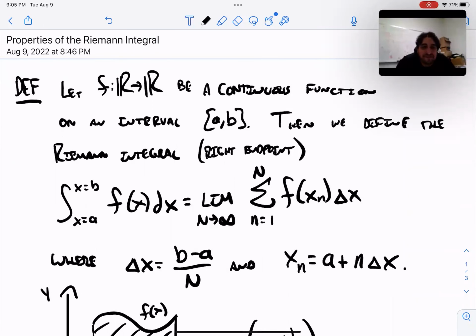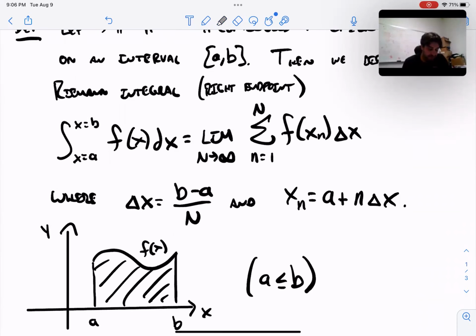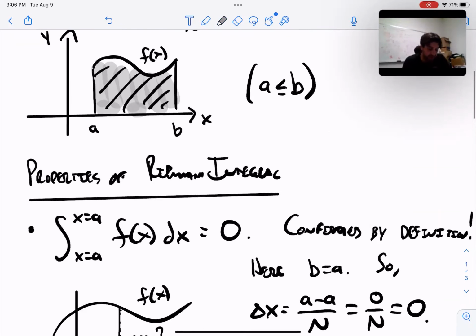Hello. Briefly today, I want to review the definition of the Riemann integral, at least our definition of the Riemann integral. There are certainly different ways to set it up. And then I'll also look at a graphical interpretation of the Riemann integral as signed area under the curve and see how both of those interpretations can inform some nice properties of the Riemann integral.